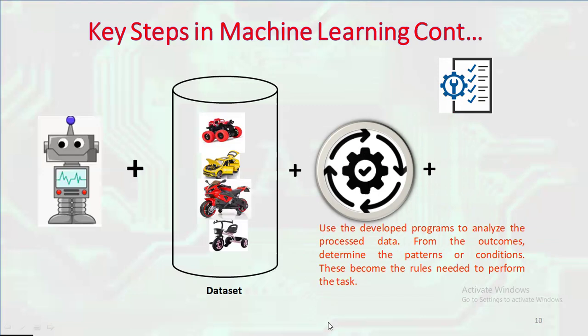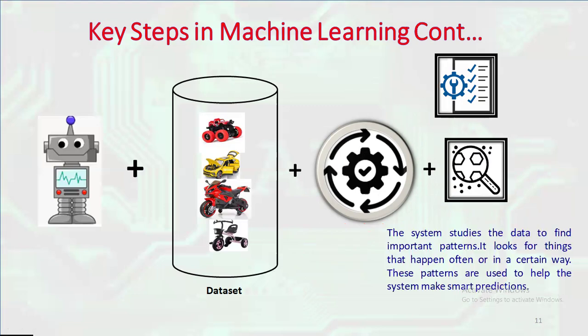Use the developed program to analyze the process data. From the outcomes, determine the pattern or conditions we have to find out. This becomes the rule needed to perform the task. And the next step is the system studies the data to find important patterns. It looks for things that happen often or in a certain way. These patterns are used to help the system make smarter predictions.